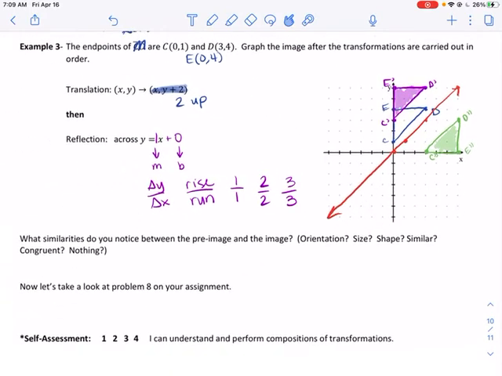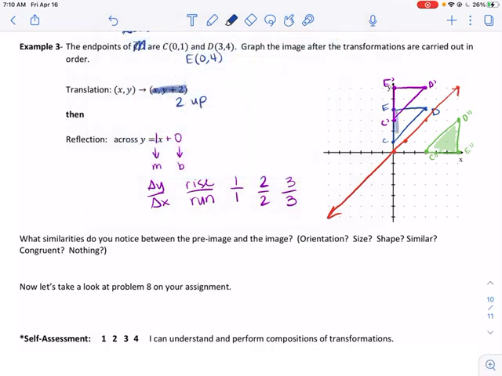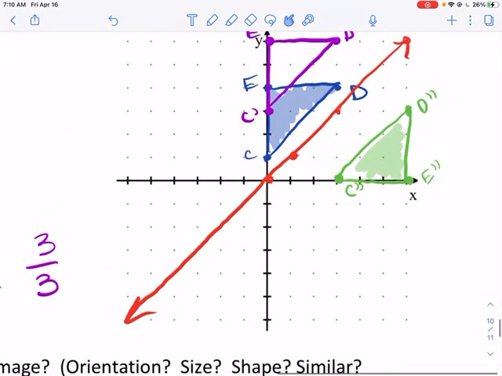Okay, so now we're asked the question, what similarities do you notice between the pre-image and the image? Orientation, size, shape, similar, congruent, or nothing. So the first shape is the one we're going to compare. So we're going to compare blue and green. Orientation, remember, is not which way the triangle is facing. It is the orientation of the points in relationship to each other. So let's look.